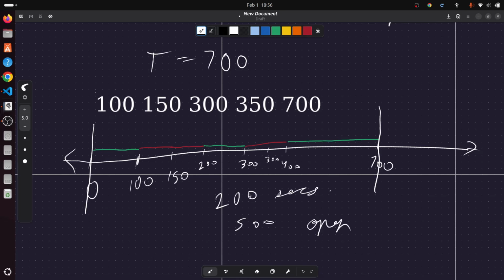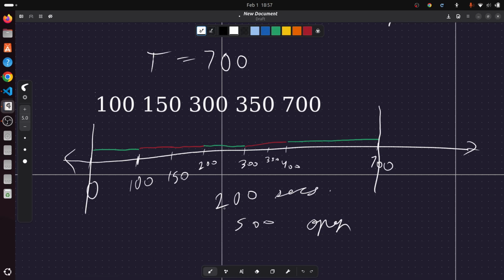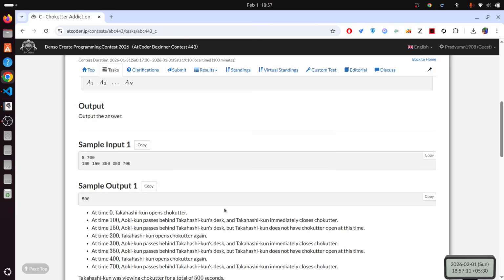Alright, so that's why the answer is 500. So this is the problem that you have to solve, and it is just simulation, right? Basically you just iterate over the array and implement something. Actually, you cannot really do it in order of t.